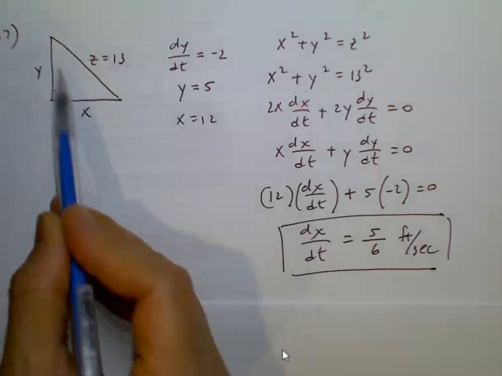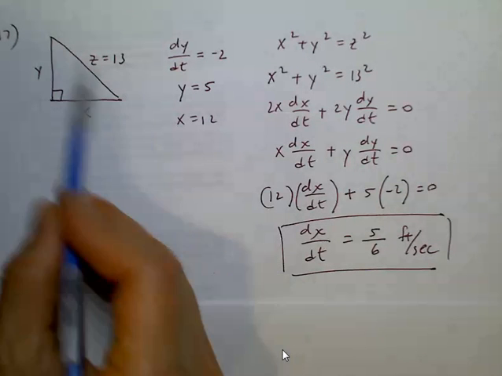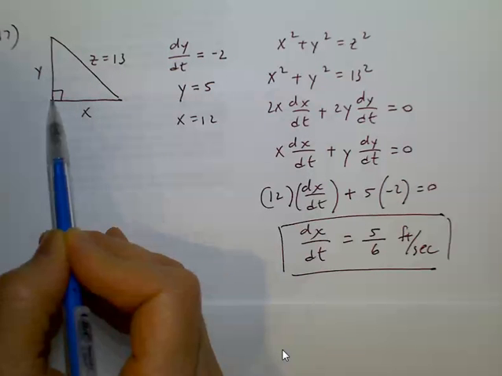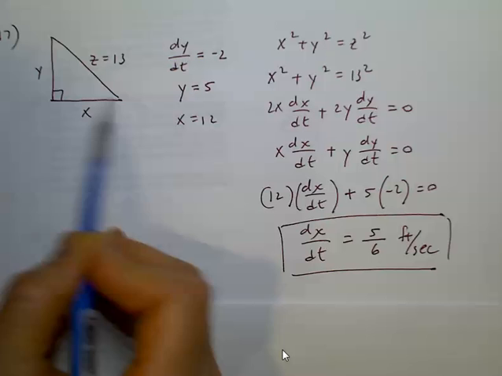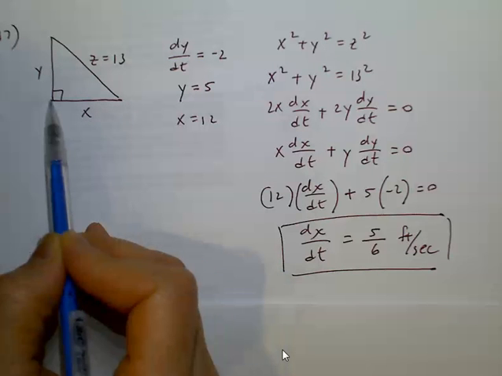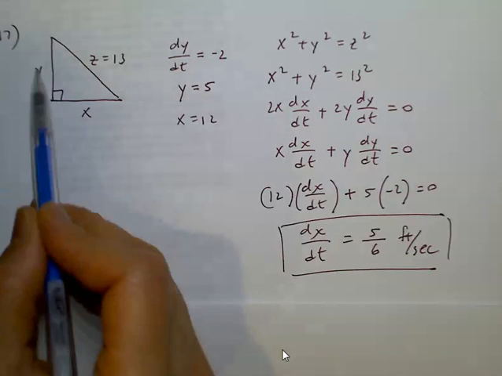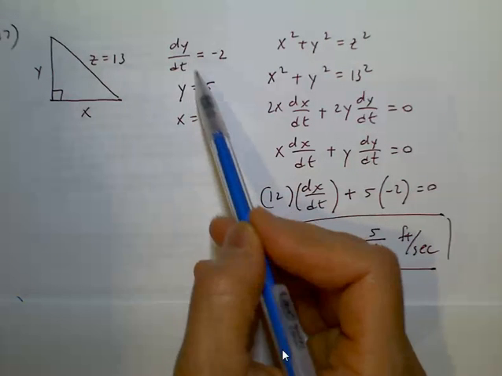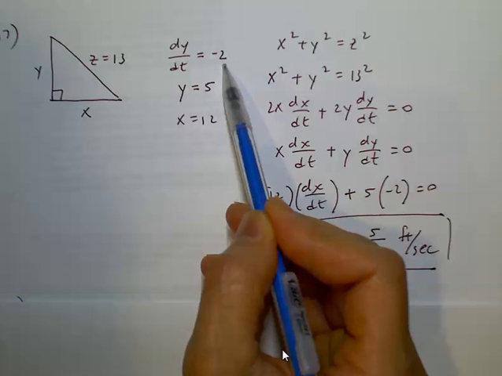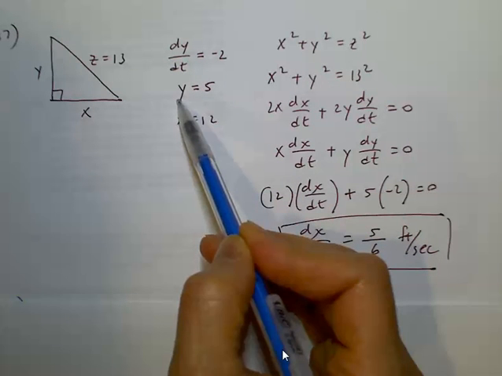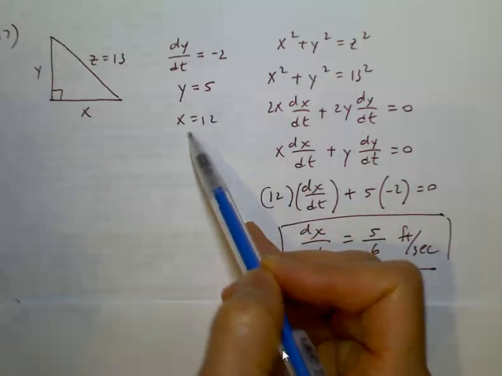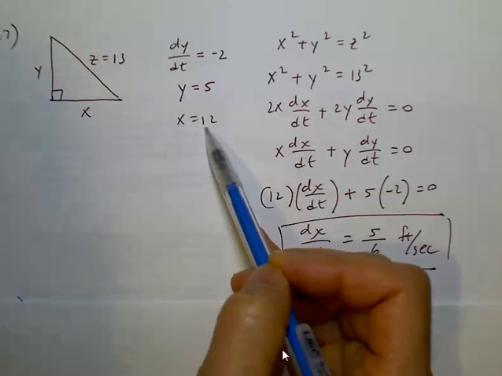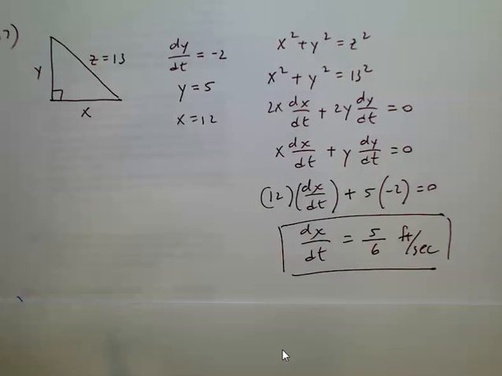Here's my solution. I'm going to draw a right triangle, and the ladder is 13, which I'll call my hypotenuse. The distance from the wall to the foot of the ladder is x, and going vertically is y. Since the ladder is slipping at 2 feet per second, dy/dt is equal to -2, and y is equal to 5, and then x is going to equal 12. You get that by using the Pythagorean theorem.